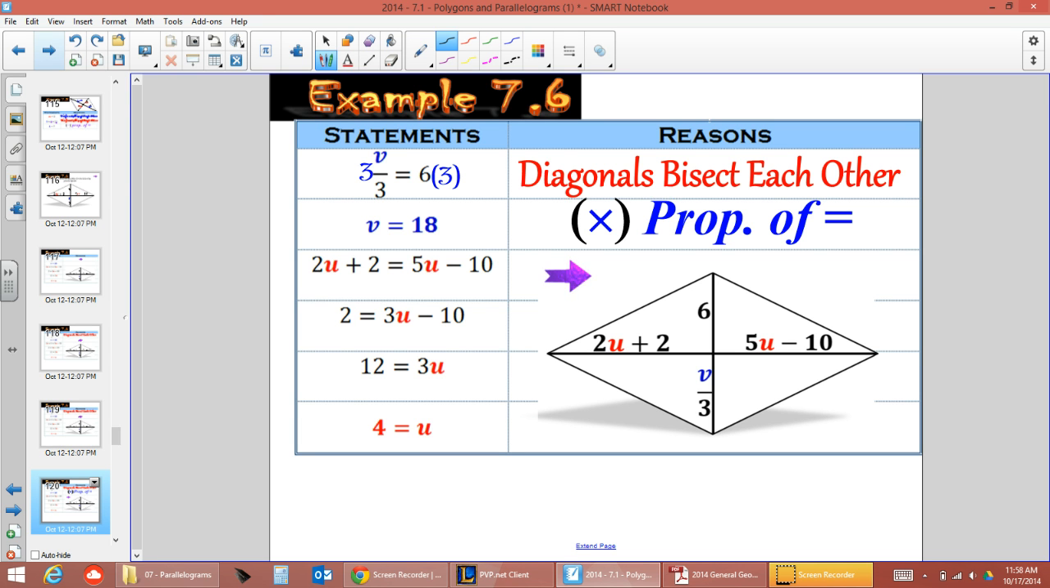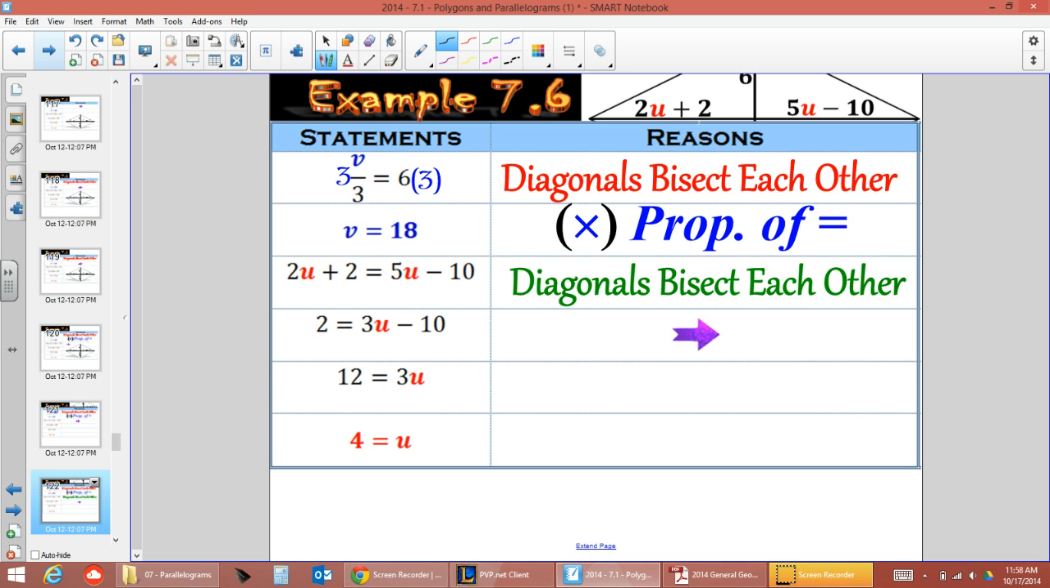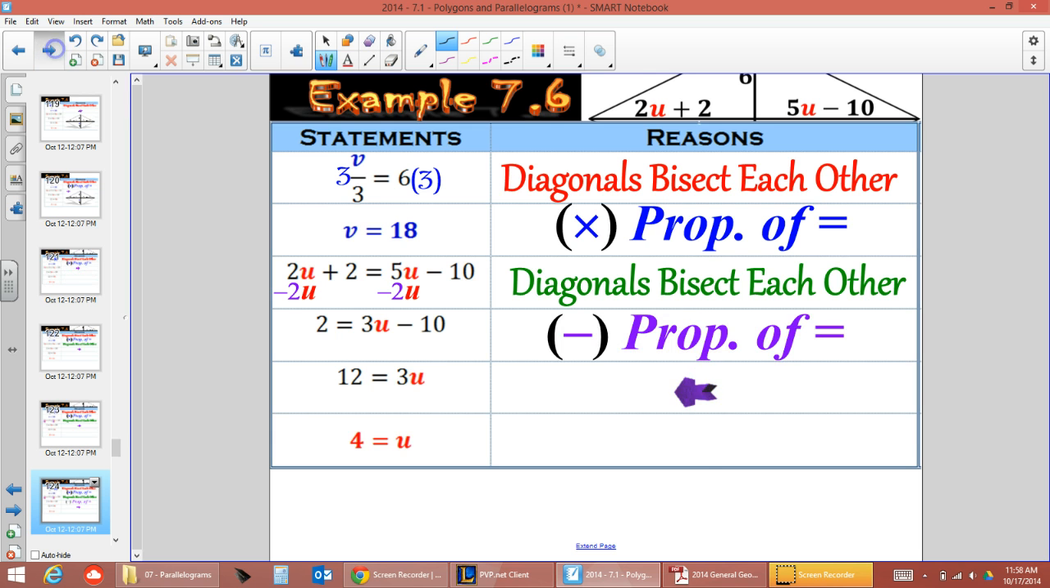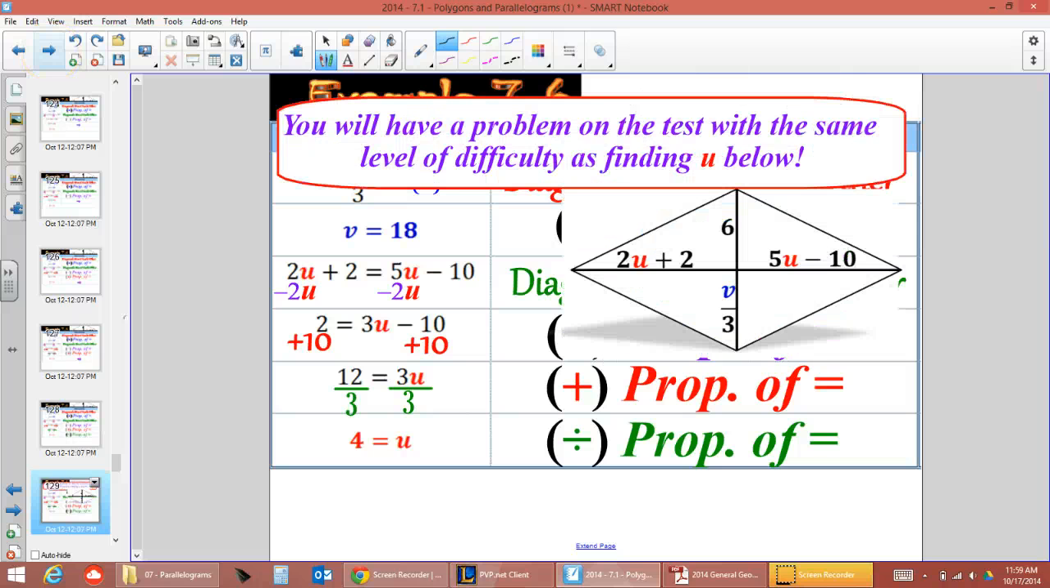Great, I solved for v. Now I'm going to solve for u. I'm going to set both of these equal to each other, and my reasoning is going to be diagonals bisect each other. Once I do that, I can subtract 2u from both sides. I can add 10 to both sides using the addition property of equality. And then I can divide both sides by 3, and I end up with u equals 4. Again, this is just the algebra portion. The new stuff is the diagonals bisect each other. You will have a problem on the test just like this. You've got to be able to solve for u and v.